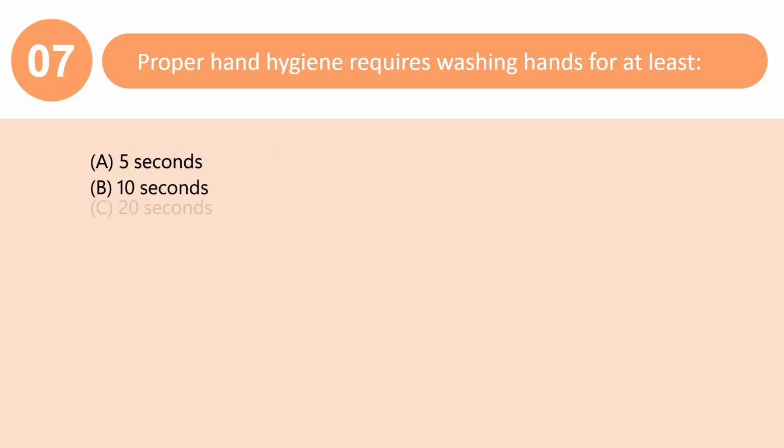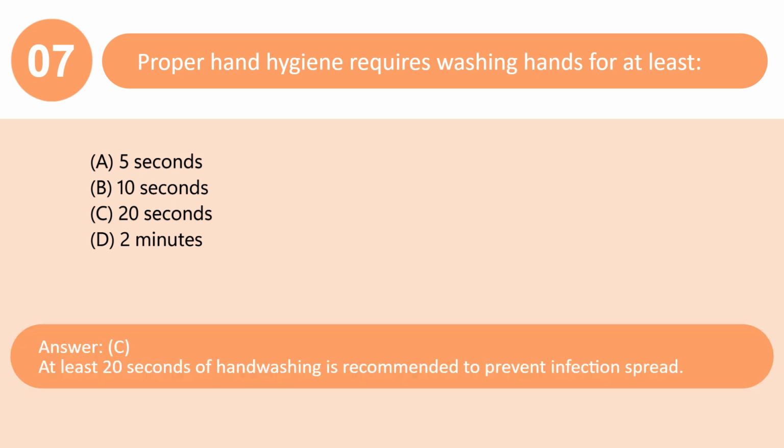Proper hand hygiene requires washing hands for at least: A. 5 seconds. B. 10 seconds. C. 20 seconds. D. 2 minutes. Answer, C. At least 20 seconds of hand washing is recommended to prevent infection spread.